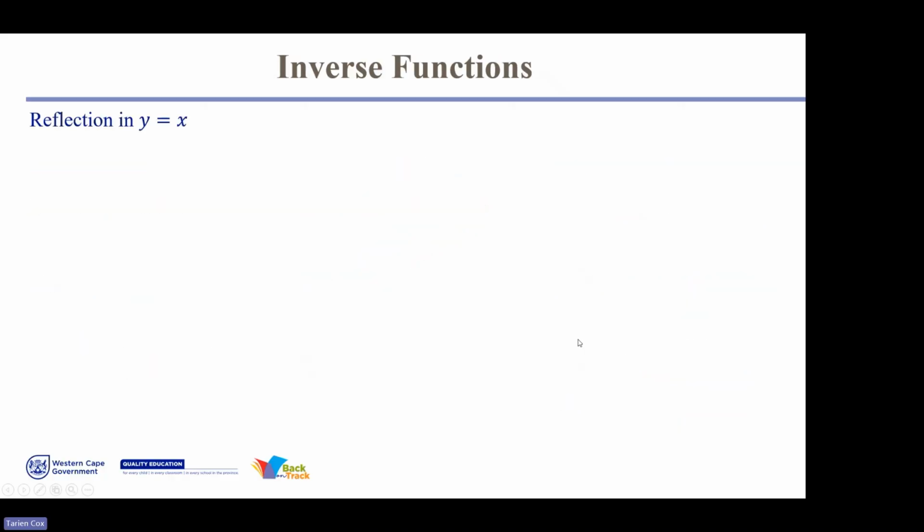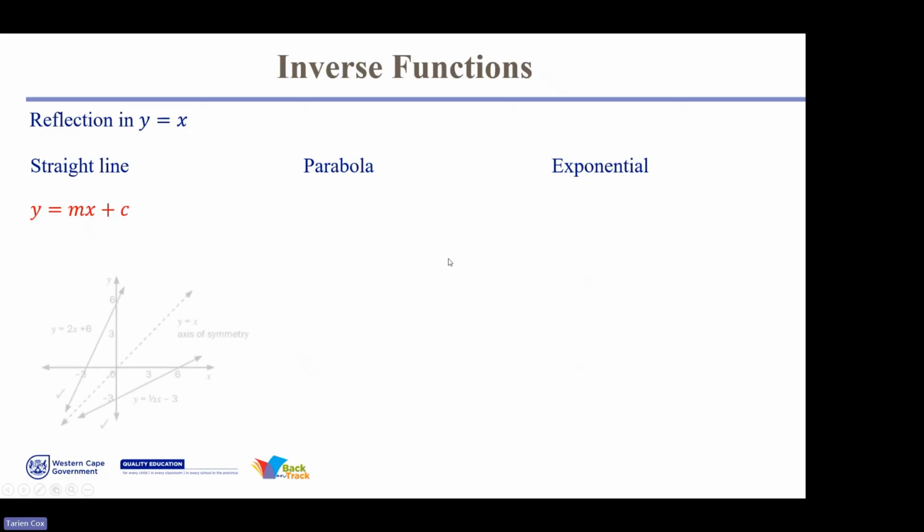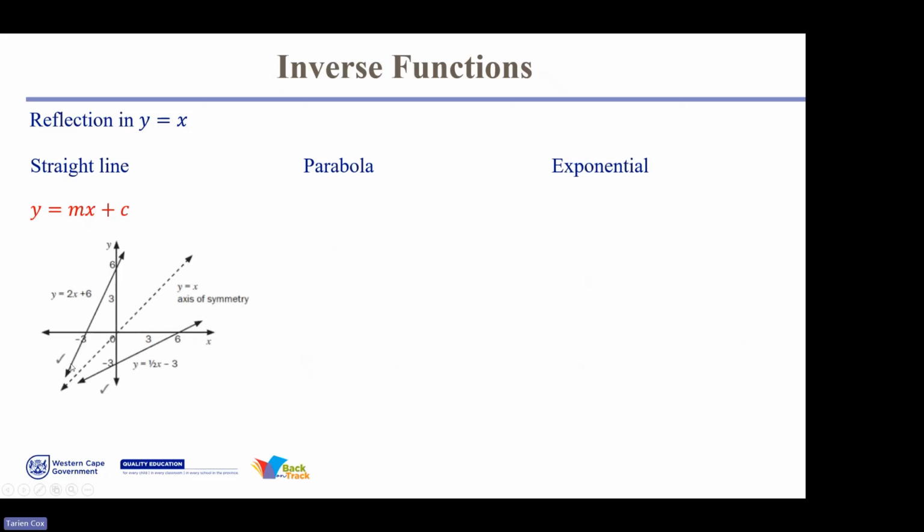Inverse functions. So inverse functions is when we reflect y over the line y is equal to x. So we've got inverse functions for straight line, parabola, as well as the exponential function. By the straight line, here I've got a normal straight line that is y is equal to 2x plus 6. There I can see the line y is equal to x. And when I do my reflection, I will reflect over that line. And my axis of symmetry will be the line y is equal to x.